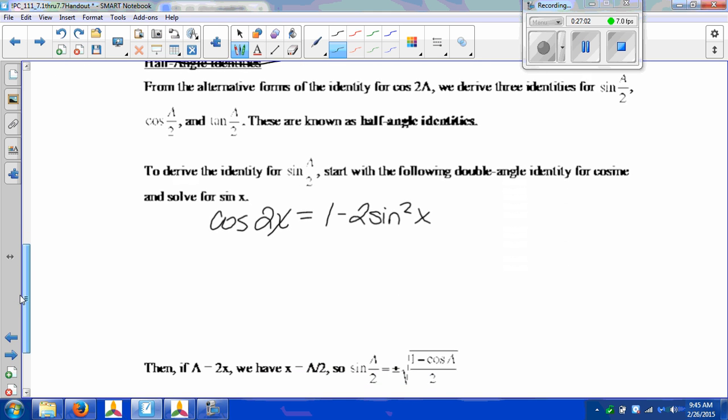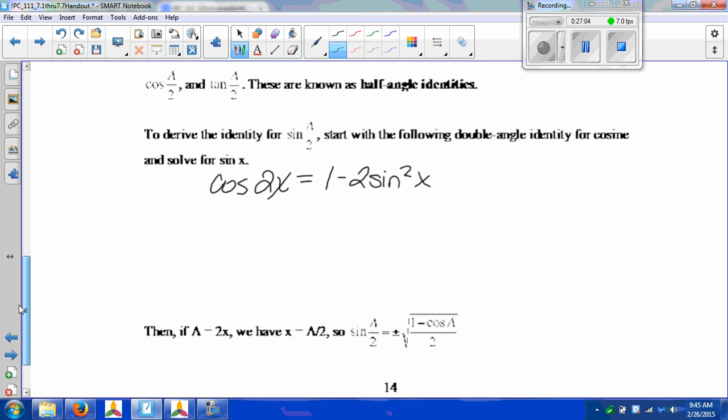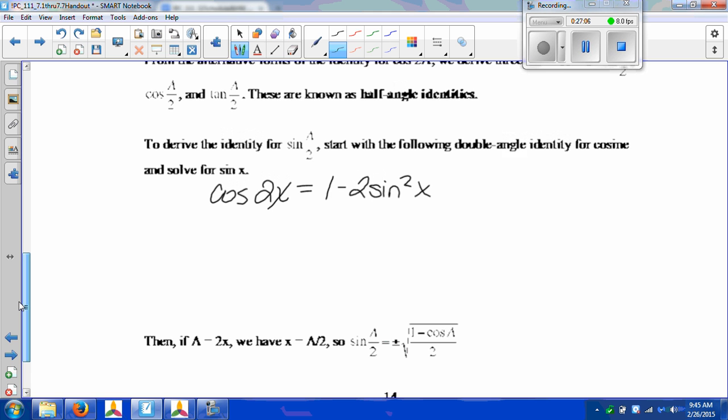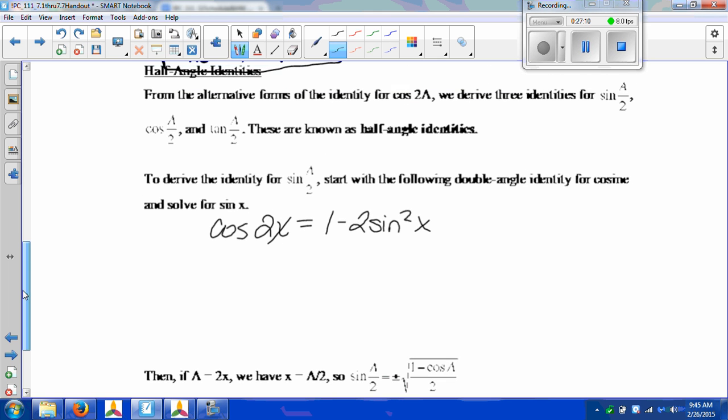Okay, so to derive the identity for the sine of a over 2, we're going to talk about half angle identities next. To derive the identity for sine of a over 2, start with the following double angle identity for cosine and solve it for sine of x. Okay, so just solve this for sine of x now.